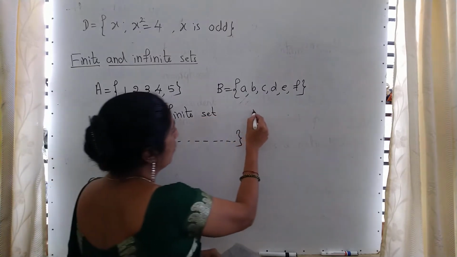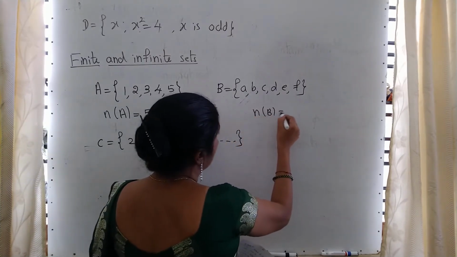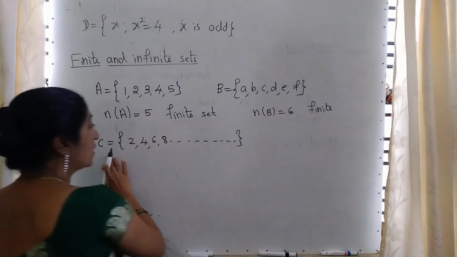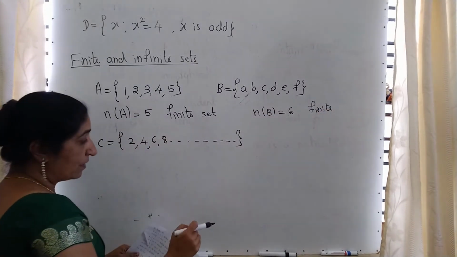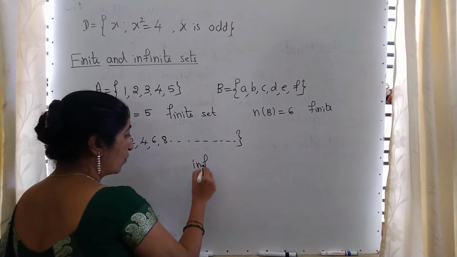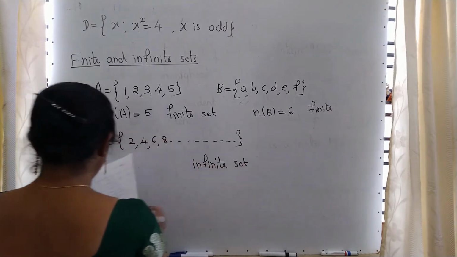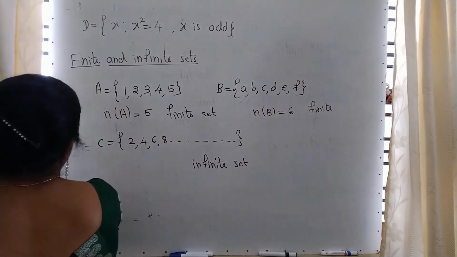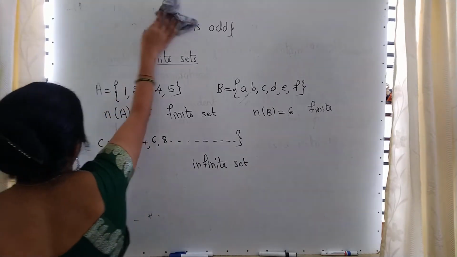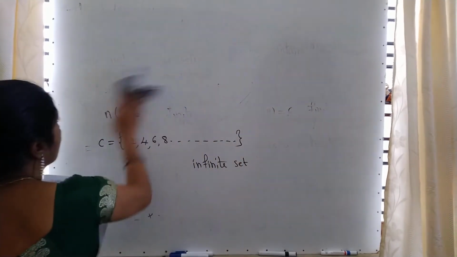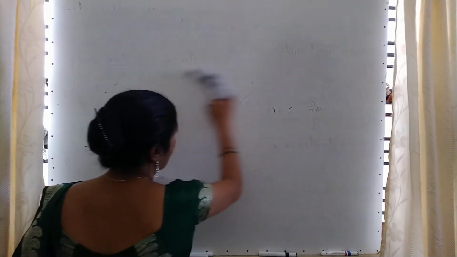In B, how many elements are there? 6. This is also finite. But in C, we cannot say how many elements are there, because we don't know the last number. Therefore, it is known as an infinite set. Now, is it simple or what? Now I am moving to the definition.